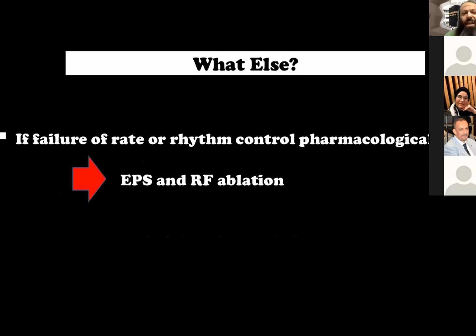Else, failure of rate or rhythm control pharmacologically. So you may go for asking the electrophysiologist to do a study, the so-called RF ablation, for recurrent atrial fibrillation that is not responding to the antiarrhythmics, or the patient is developing a complication or side effects or adverse effects from the antiarrhythmics.